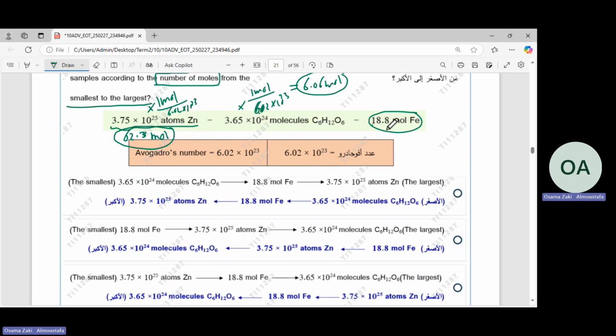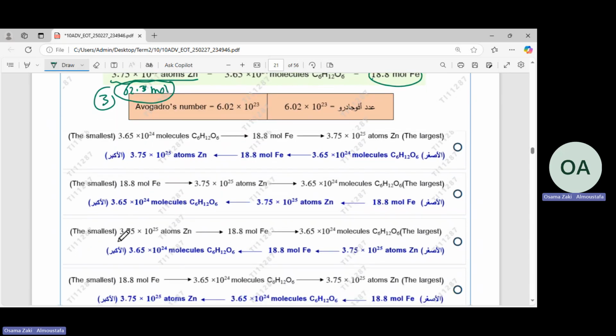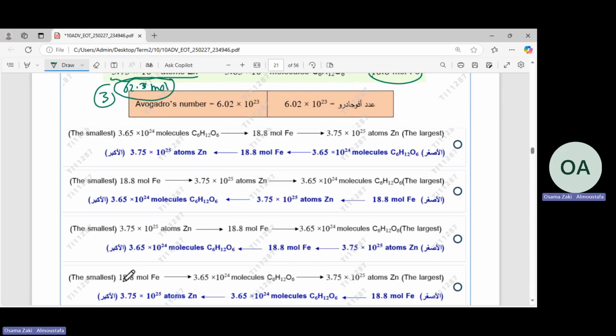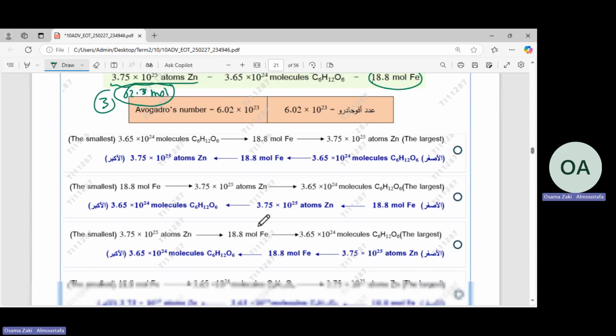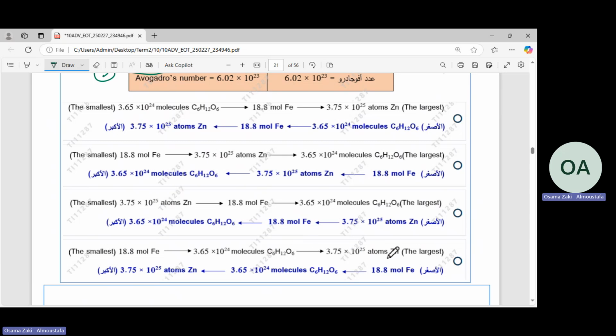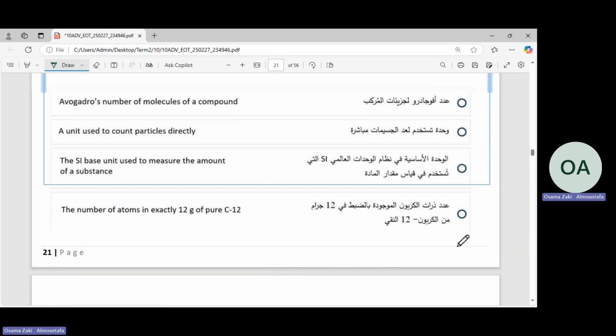So which one is the smallest? This one is the smallest, then this is the first one, this is the second, and this is the third. This is the answer: 18.8 mole, and this is the molecules of C6H12O6. And here we have Zn. So this is the correct answer.